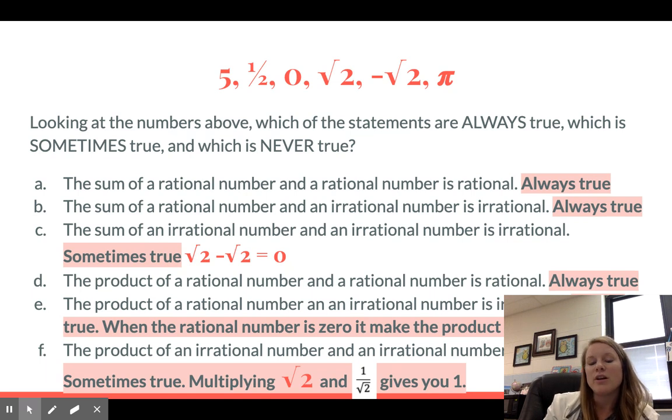F part, the product of an irrational number and an irrational number is irrational. That one's sometimes true. Look at the example right here. Multiplying radical 2 and 1 over radical 2 gives you 1. Okay, so that one is almost always true, just like E.